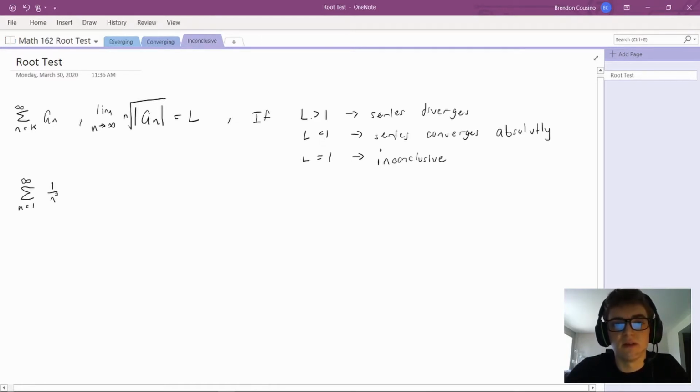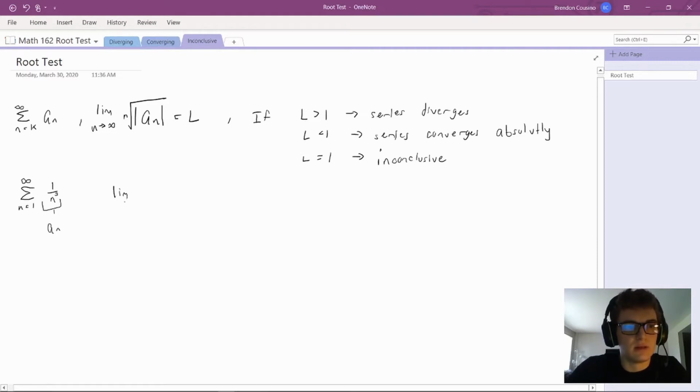So for example, if L is greater than 1, the series is going to diverge. If L is less than 1, the series is going to converge absolutely. And if L is equal to 1, that tells us that the root test is inconclusive and we have to try another series test. Okay, so let's get right into this example. The first thing I'm going to do is point out my a of n term. Then it looks like we have everything we need to plug it into the limit.